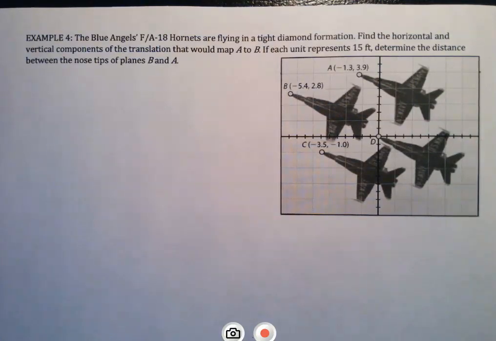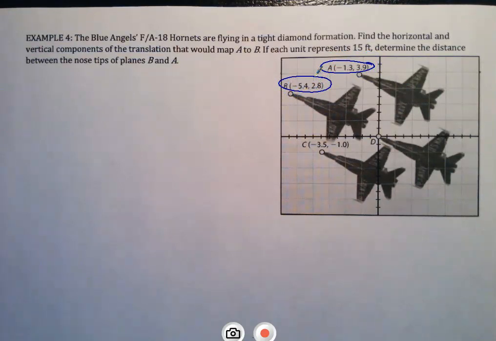Okay, so they're flying in this tight diamond formation. We need to find the horizontal and vertical components of the translation that would map A to B. If each unit represents 15 feet, determine the distance between the nose tips of planes B and A. So that's the distance formula. Okay, so let's start from the beginning though. Find the horizontal and vertical components of the translation that would map A to B. So which ones am I concerned about? A to B, right? So that's it. My focus is from A to B.